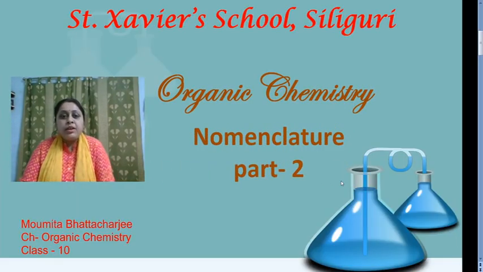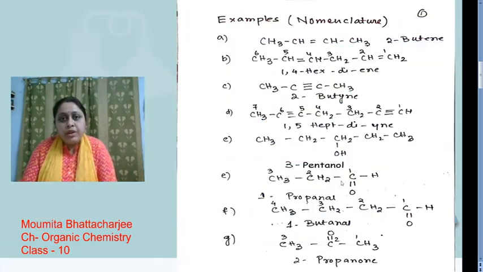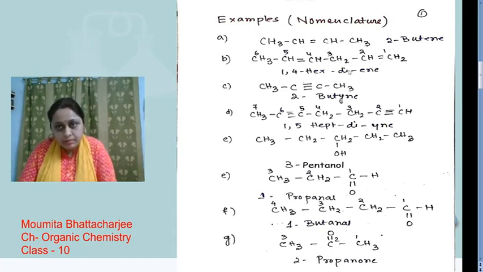Hello students, today I'll continue with the same chapter, organic chemistry. I ended my previous class with nomenclature of organic compounds. Today also I'll explain several examples regarding nomenclature. First, I'll explain how to name organic compounds from their structures and vice versa, like how to draw their structures from their names.